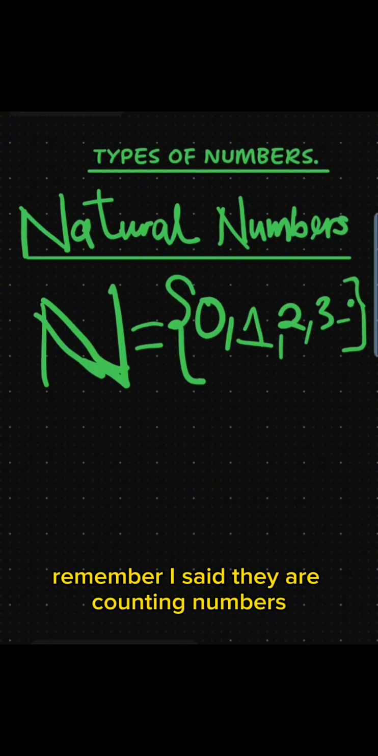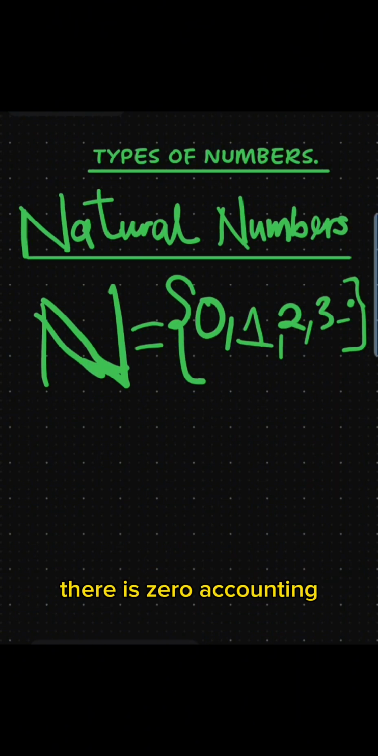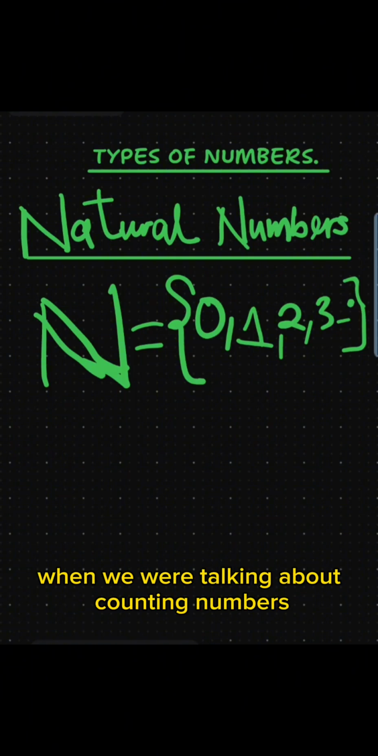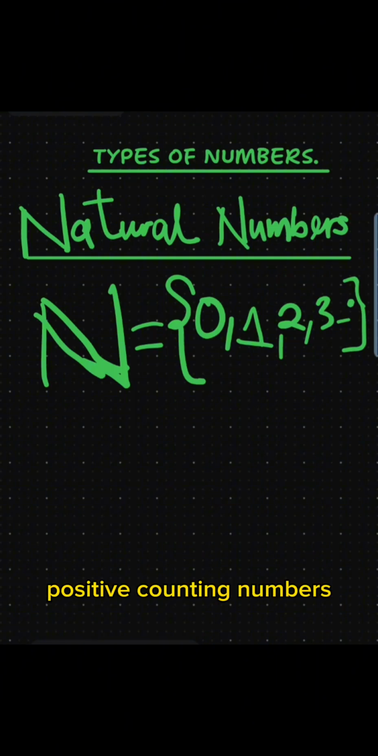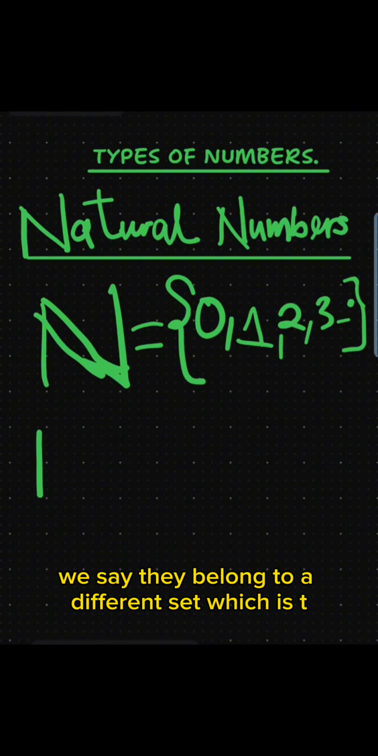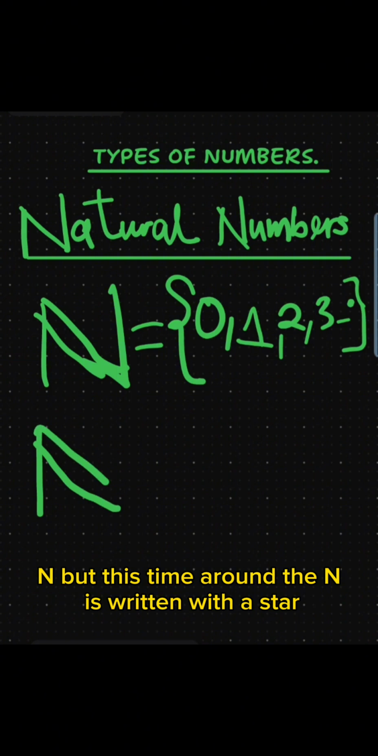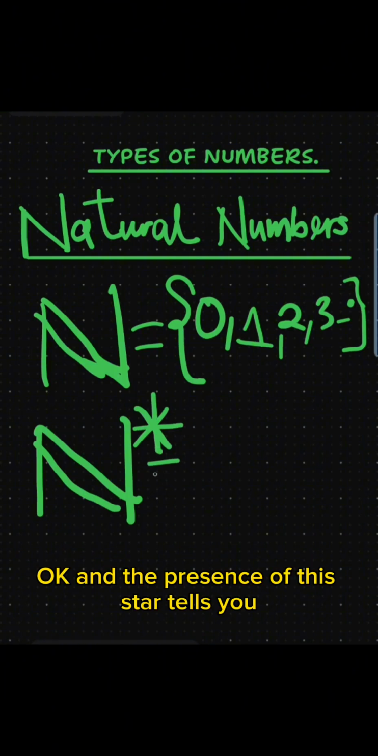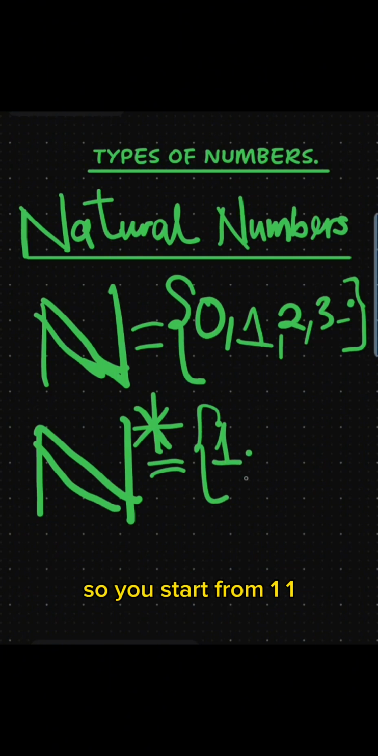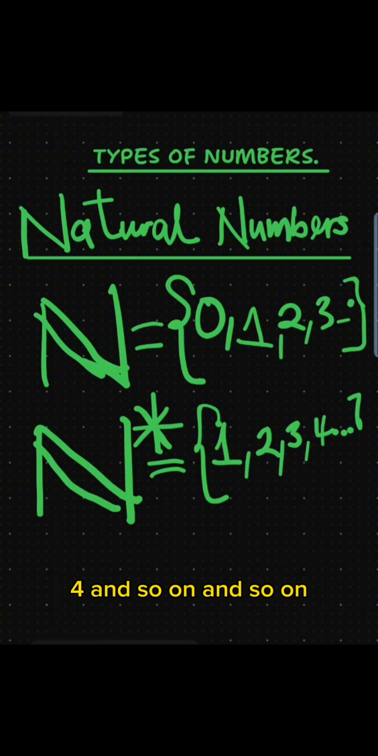Remember, I said they are counting numbers. Now you may be wondering, but there is 0. Is 0 a counting number? Do we use 0 in counting? Because of that, when we're talking about counting numbers, positive counting numbers, which are natural numbers, without 0, we say they belong to a different set, which is N, but this time around the N is written with a star. Okay, and the presence of this star tells you that it is without the inclusion of 0. So you start from 1, 2, 3, 4, and so on. So these are natural numbers.